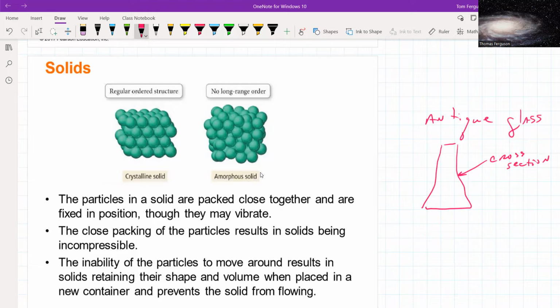Okay. This is what glass is. So these types of solids will move over time if there's a force acting upon them. These won't. Also in old glass, you'll see something else.